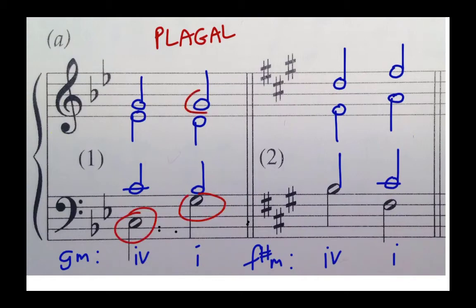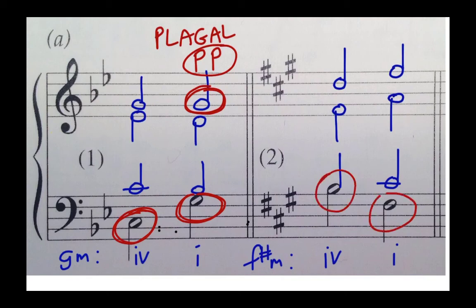If they're the roots of their respective triads, then it's considered a perfect Plagal. Otherwise, it's imperfect. And it turns out that C is the root of the C, or the subdominant triad. G is the root of the tonic. So this would be a perfect Plagal cadence. Let's look at the other one. We do have the root there, we do have the root there, and we do have the root there. So actually both of these are perfect Plagal cadences.